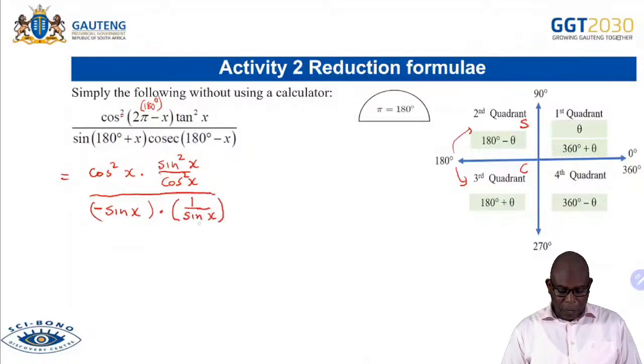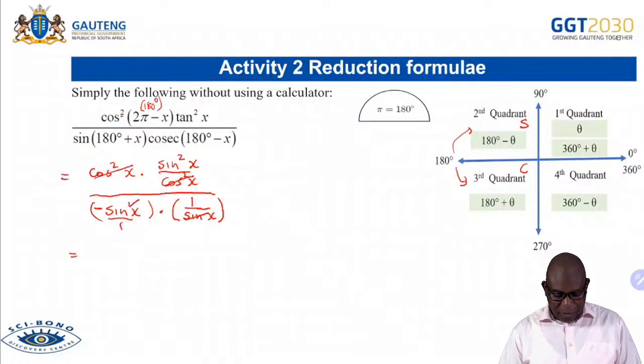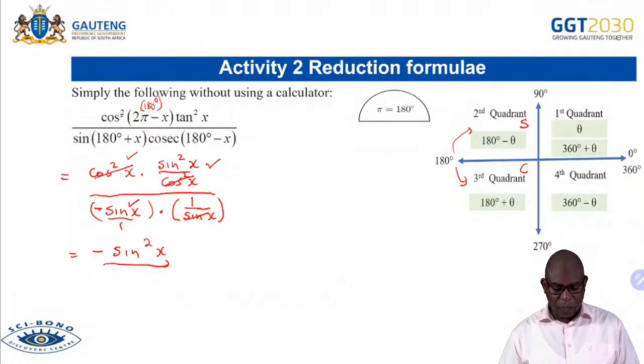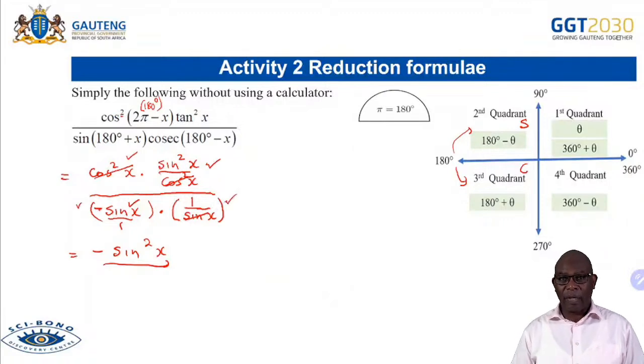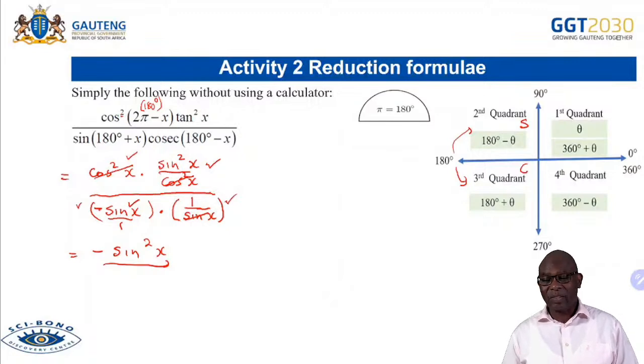Right. Now you can see the sine and the sine here will cancel out. The cos squared and the cos squared will cancel out. Now the answer that is left there is a negative, because we have the negative sine squared of x, and that's our final answer. That one was quite easy. So we mark there, we mark this one, and then we mark that one. Then we mark the final answer. These questions are quite easy. This is free marks, guys. Once you know this diagram, these are free marks. Then you must know how to do them.